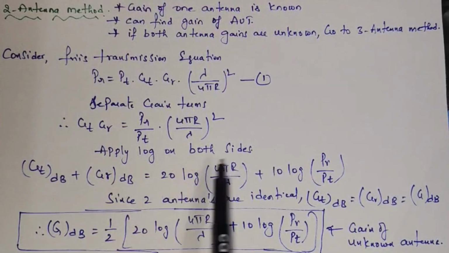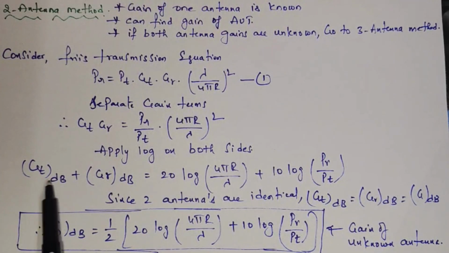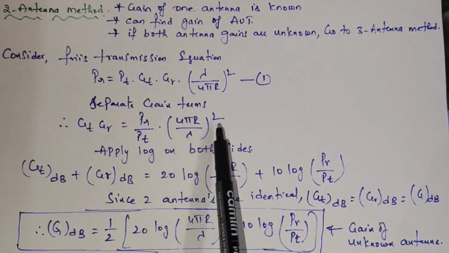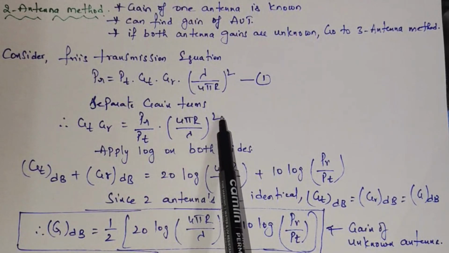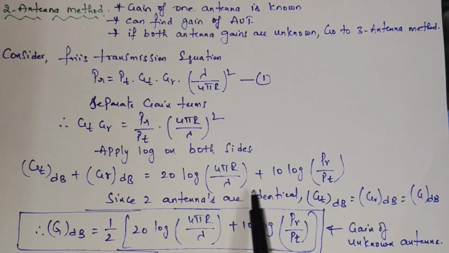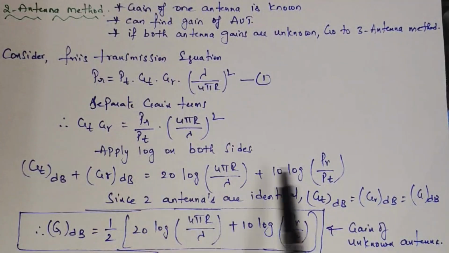Now apply log on both sides. Therefore GT in dB plus GR in dB is equal to, if you take 10 log here, the square comes out, if you bring the square this side, it will become 20 log of 4 pi R by lambda plus 10 log of PR by PT.